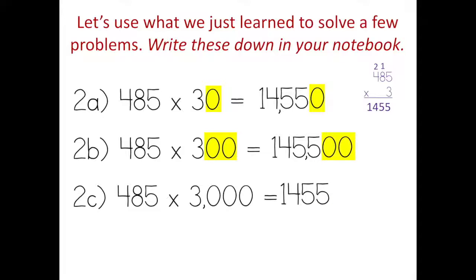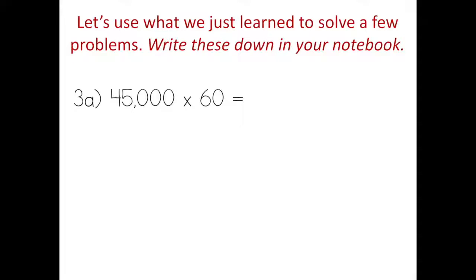Once again, we already know that 485 times 3 is 1,455, but this time I was multiplying it times 3,000. I have 3 zeros, so I'm going to add 3 zeros into my answer. I can add the other comma and then be able to read the problem correctly. 1,455,000. Okay, we're going to go a step further here.